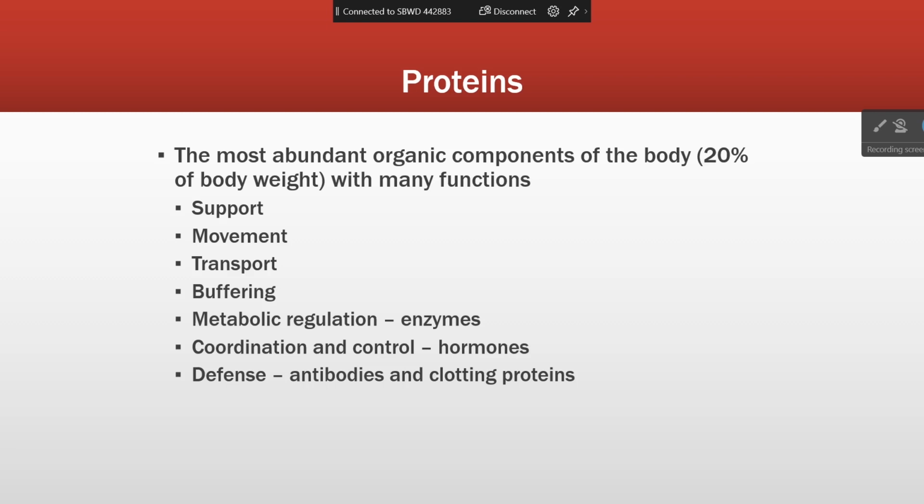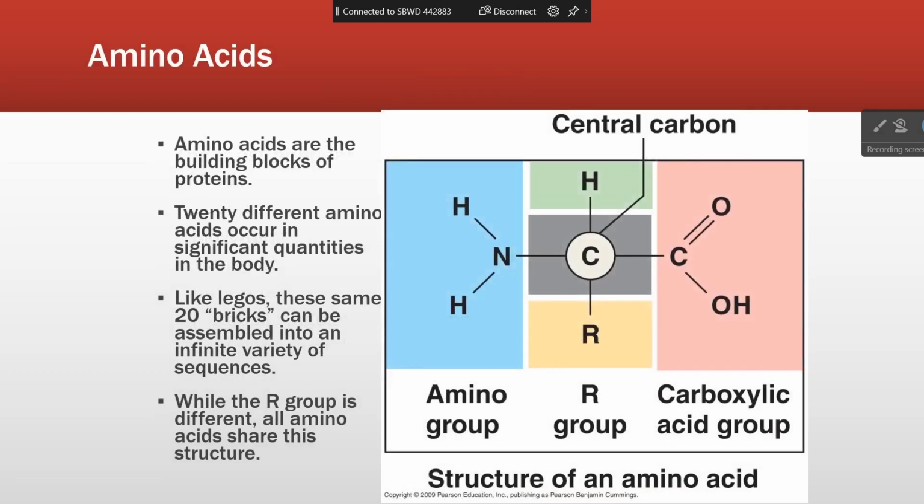Coordination and control. Some of our hormones are tiny little proteins, little polypeptides that carry information from one place to another. And then proteins play a role in the immune system. Antibodies, immunoglobulins, are complex proteins that help us fight off disease. You're going to learn more about those than you probably care to in immunology, but you're going to be experts by the end. And then the clotting proteins that allow us to seal up our blood vessels if there's a hole are also protein-based systems, and you'll learn much about those in pathology.